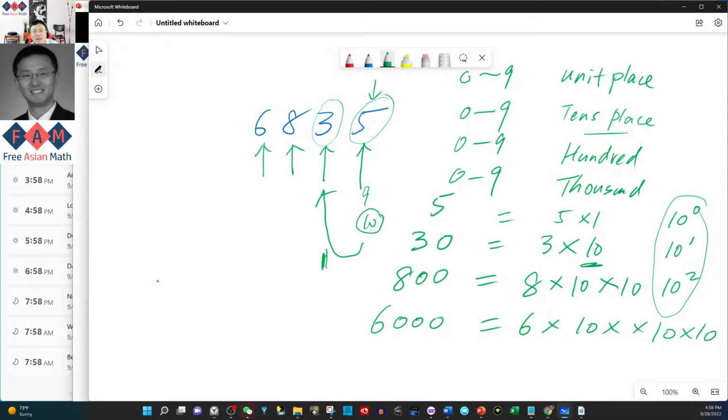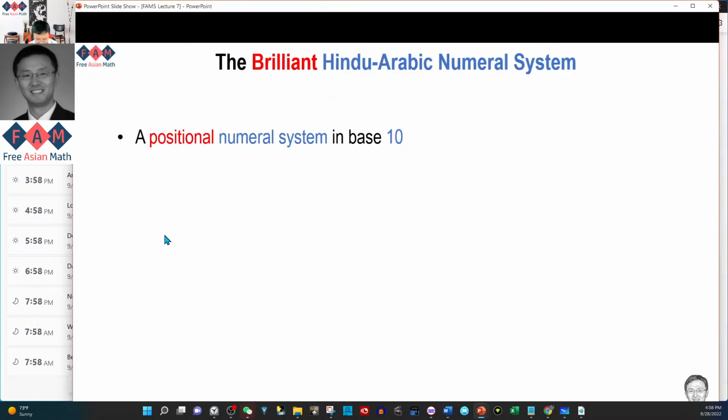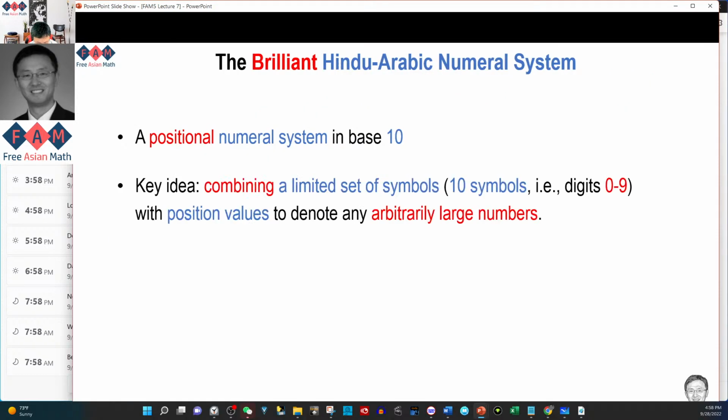So carrying naturally happens. Okay? This is not the only benefit of a positional number system. We'll see shortly what that means. The key idea here is that you can combine a limited set of symbols together with position values or place values. That's why we call this a positional numeral system.